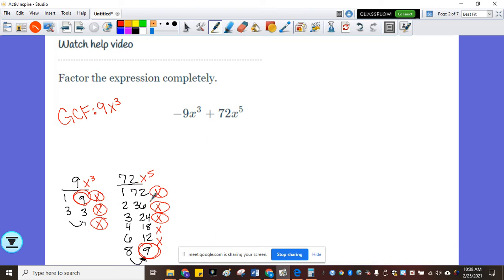So make sure you're writing it down. So you're going to divide by your greatest common factor on both, and see what you get. I'm going to make sure you all have some calculators.